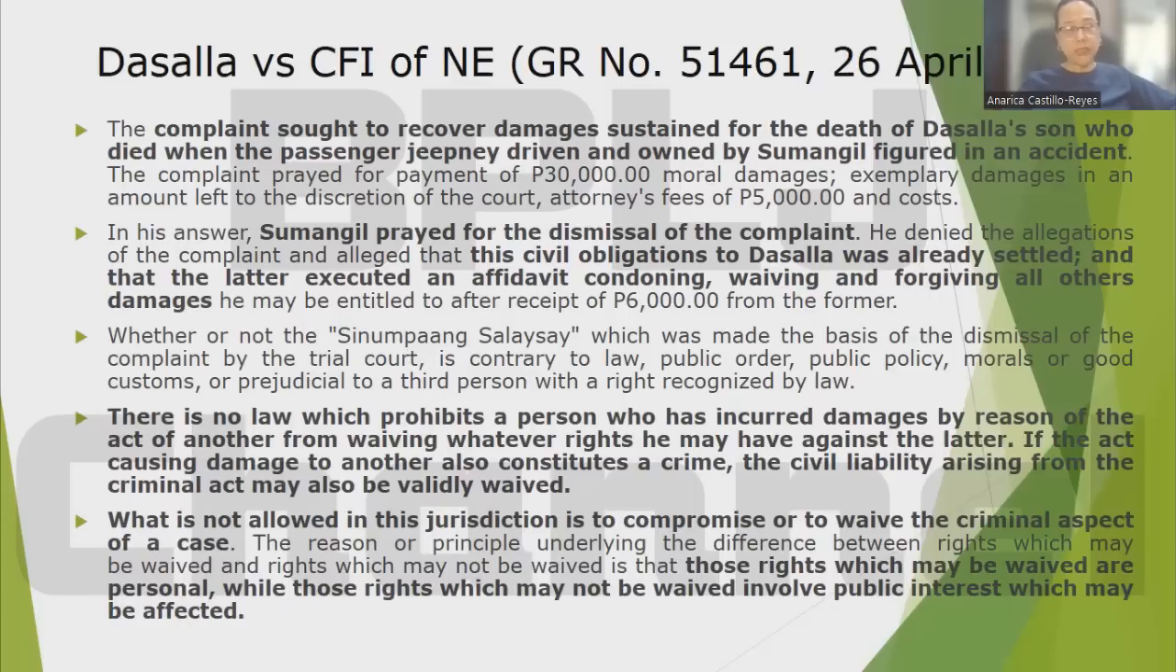Okay? So there is no law which prohibits a person who has incurred damages by reason of the act of another from waiving whatever rights he may have against the latter. If the act causing damage to another also constitutes a crime, the civil liability arising from the criminal act may be validly waived. What is not allowed is to compromise or to waive the criminal aspect of a case. Those rights which may be waived are personal, while those rights which may not be waived involve public interest.